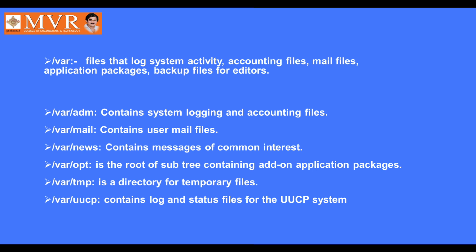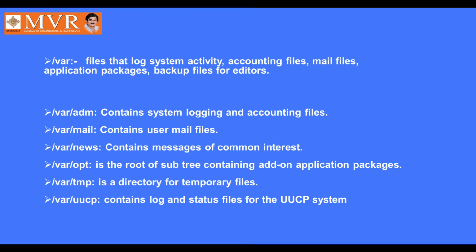Again, it consists of several subdirectories. Var admin contains system logging and accounting files. This admin directory will contain the system logging and accounting files. And again, as I said, this variable directory contains subdirectories, and each subdirectory is capable of holding some information. Like var admin holds the logging and accounting files, and var mail contains the user mail files. And var news contains messages of common interest, for whenever you want to give information to all at once. So mail is different.